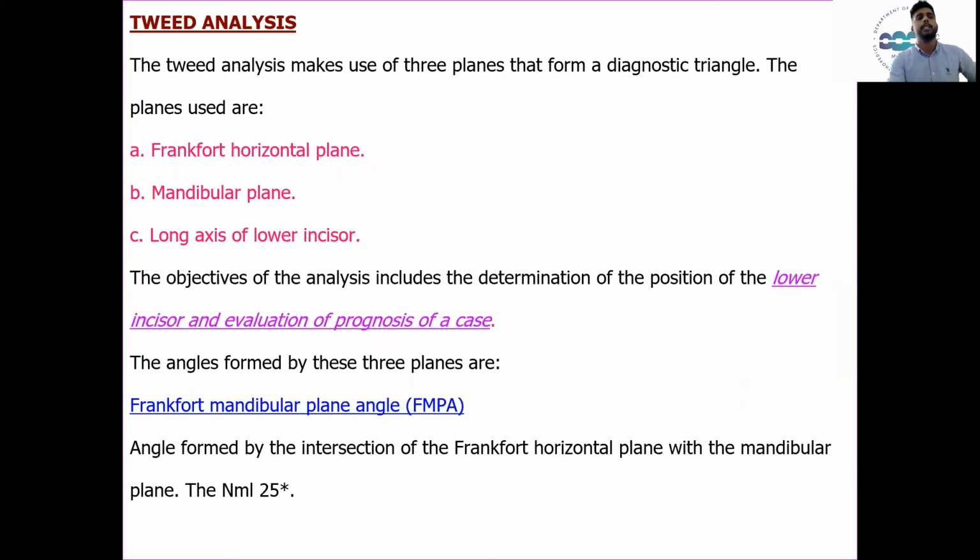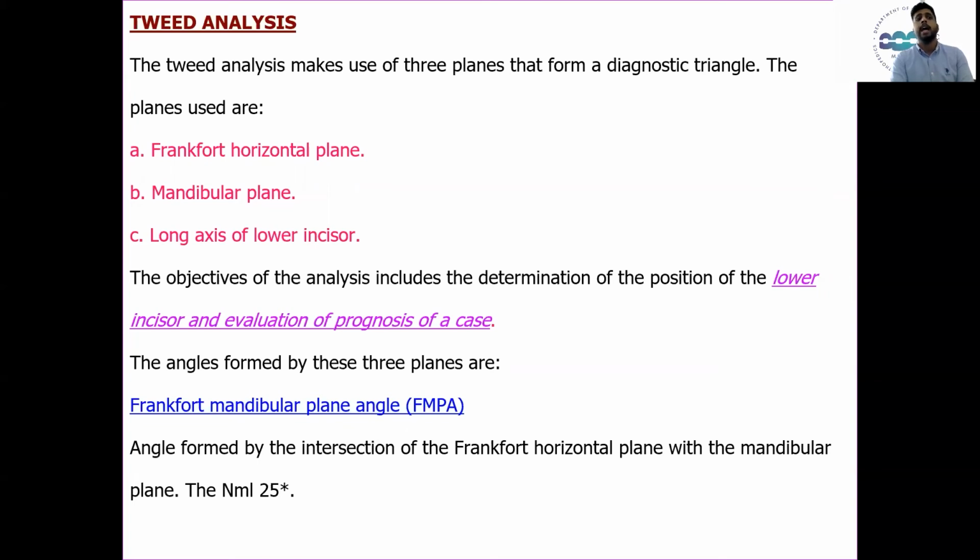Coming to the analyses, the first one is Tweed analysis. The Tweed analysis makes use of three planes that form the diagnostic triangle. The planes used are, first the Frankfurt horizontal plane, second the mandibular plane, and third the long axis of the lower incisors. The mandibular plane in Tweed analysis is tangent to the lower border of the mandible.